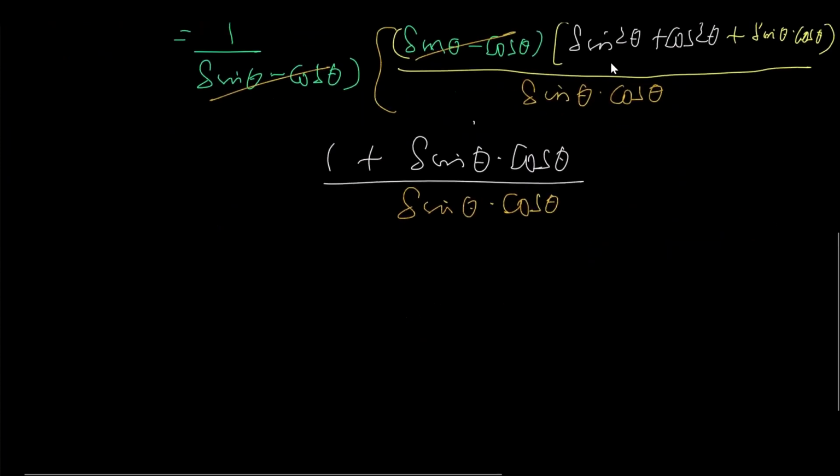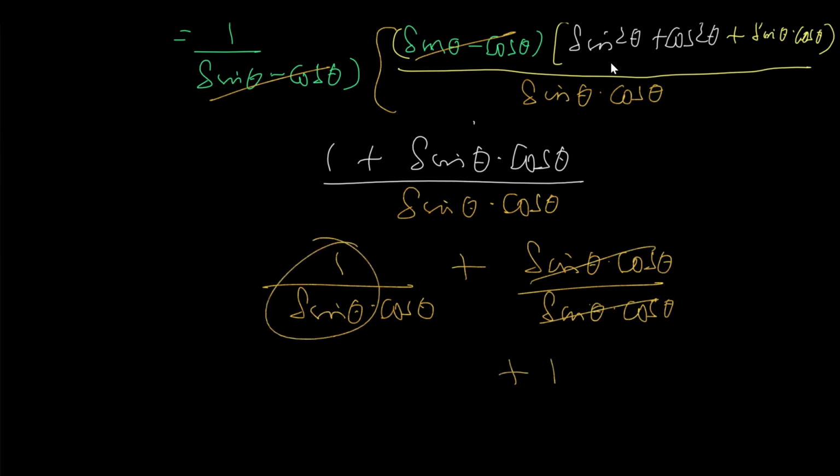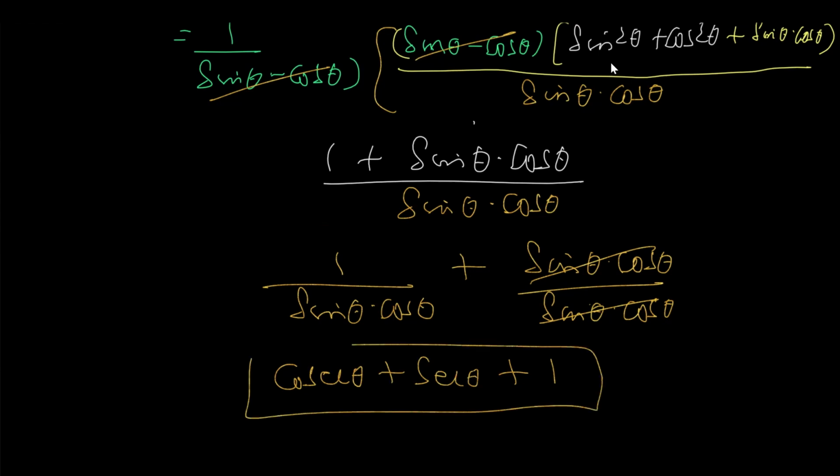Now, in case I split this, I can write this as what? 1 divided by sine theta dot cos theta plus, splitting, you understand, I suppose, dividing individually, sine theta into cos theta divided by sine theta into cos theta. Now what you can see over here is that this gets cancelled, giving you 1. And what about this? I can write this as 1 over sine. And what is 1 over sine? 1 over sine is cosec. And what is 1 over cos? 1 over cos is sec. So after simplifying, we get this.